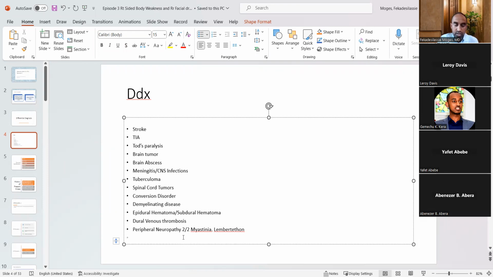Any other differential diagnosis? Otherwise, let's exclude some of them based on the information we have. Is there anything you want to include? Cerebral vasculitis. Okay, so excellent. Cerebral vasculitis. Good. Anything else?